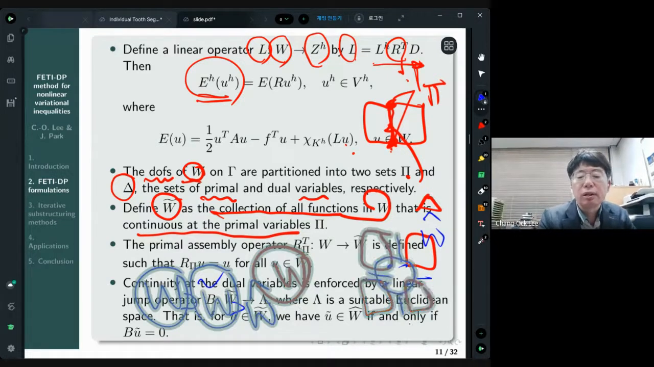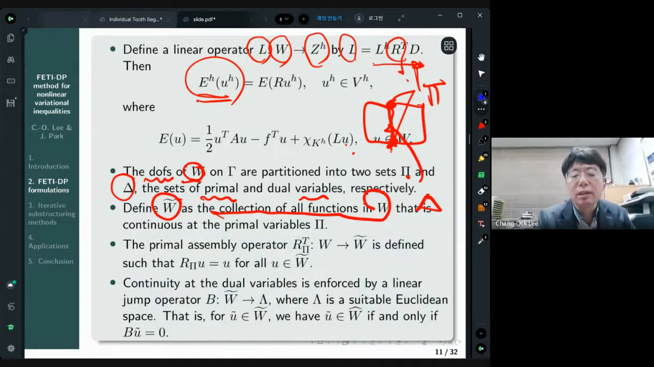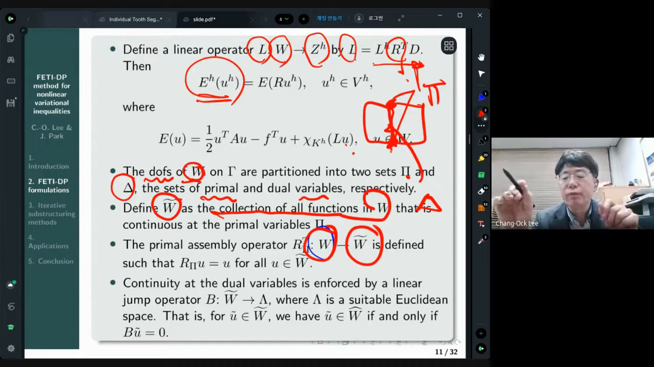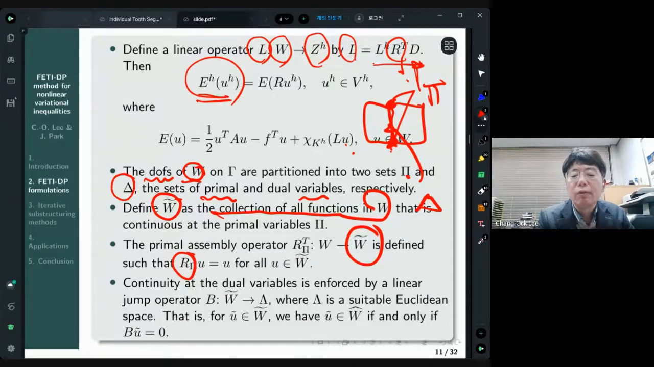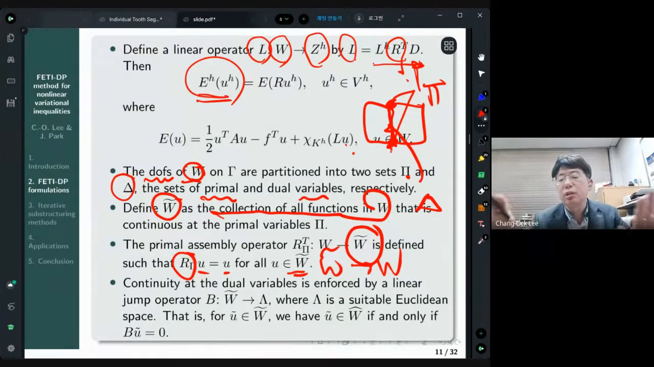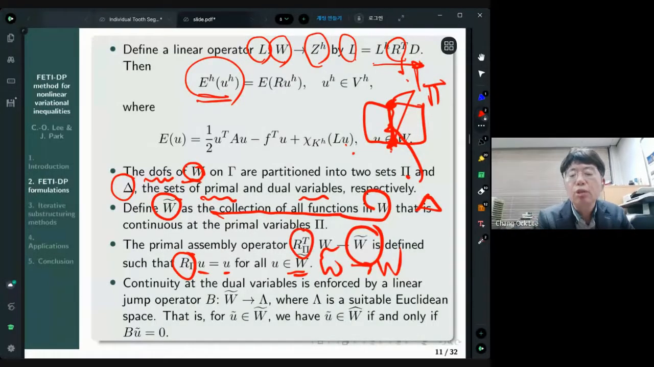Okay, so now we assemble those things. From W tilde to W, this is called the assembly operator. So you have a function on each subdomain, and now you try to make continuous functions. You consider first this restriction operator. For the continuous functions, you have a restriction operator from W tilde to W. So from the continuous functions, you restrict the functions into each subdomain, and you take the transpose of that, then you obtain the primal assembly operator.